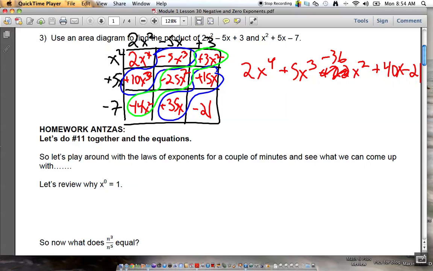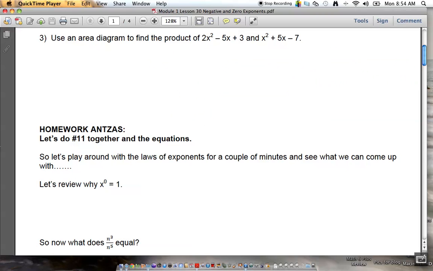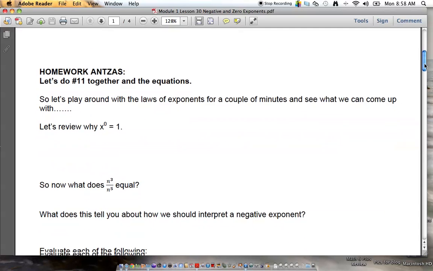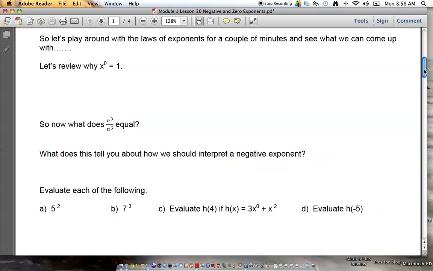All right, so let's go on to today's lesson, which is all about 0 and negative exponents, okay? Does anybody remember why x to the 0 is 1? Yes. Why, Mr. Fushi? What do we got? Because Mr. Frank told us. Yeah, I don't like that answer. Why is anything to the 0 1? I think it's important to know.